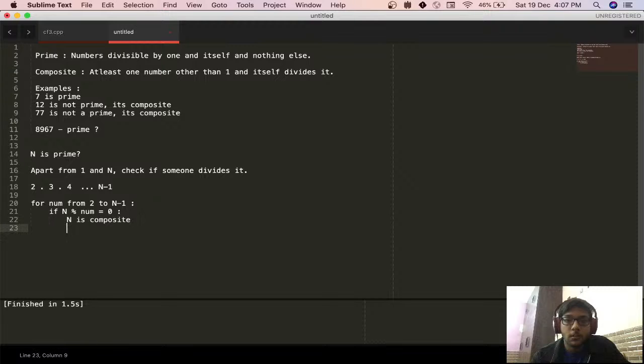Okay, so we get n is composite. Let's say we have is n prime. Currently we are assuming that yes, it is prime. So let us assume it is prime, and at any point of time when we are able to find a number other than 1 and n, that is already covered. Why? Because we are iterating from 2 to n minus 1 only. So if at any point we find a number that divides n, then we say that n is composite, n is not prime. So we check, is n prime? No.